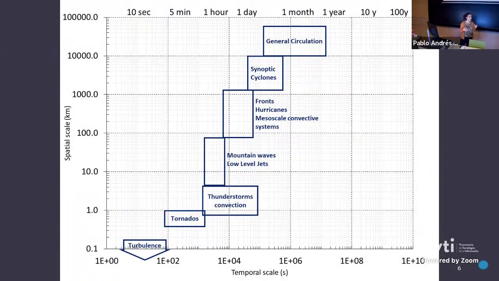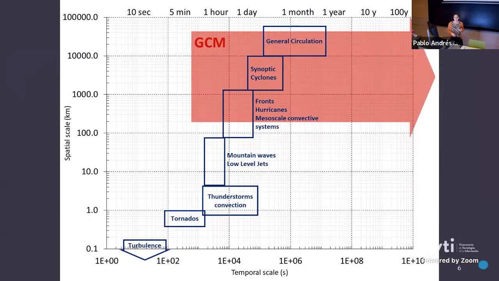Another way to see regional climate models versus global climate models is using this plot. We have the spatial scale on the vertical axis, and the temporal scale on the horizontal axis. And in squares there, you can see different atmospheric phenomena. Global climate models sit on that part of the plot. So they are normally able to resolve synoptic cyclones and the general circulation, and it goes up to 100 years. And the upper part of the plot shows more human readable numbers for the time. So 100 years for a global climate model is something that you can find available online.